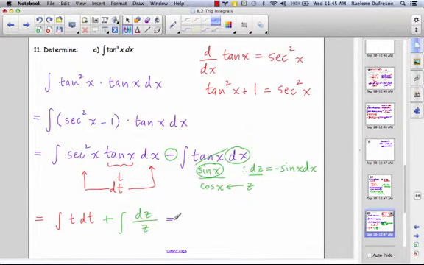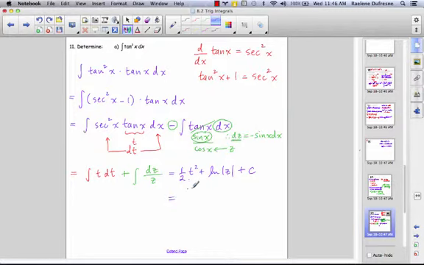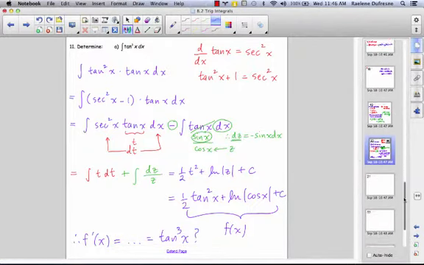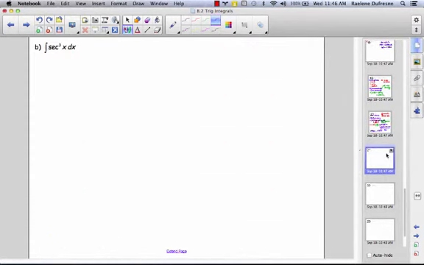And when we proceed, we get 1/2 t squared plus the ln of the absolute value of z plus a constant. And back substituting, we get 1/2 times my t was tangent of x, so 1/2 tangent squared x, plus the ln of the absolute value of cosine of x, plus a constant. And of course, if this is a function f of x, you should check that f prime of x does in fact work out to be tangent cubed of x. In the next example, we have secant cubed of x, and I'm going to leave you to try that one as an example.